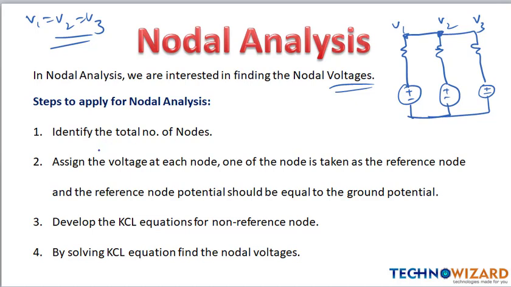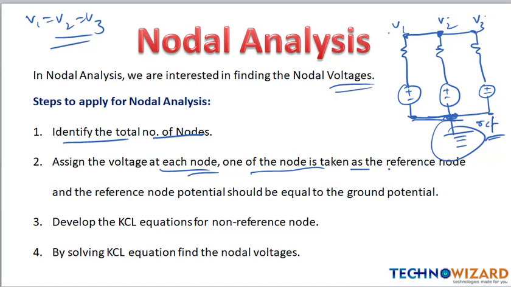How can we find this? First of all, we have to identify the total number of nodes. The total number of nodes is 1, 2, 3, 4, 5, 6. Total number of nodes is 6. Second, assign the voltage at each node. I have assigned V1, V2, V3, and these are all at ground potential. They have the same potential, therefore I have given it as the reference node, that is the ground potential. One of the nodes is taken as the reference node, and the reference node potential should be equal to the ground potential, as I have already told you.